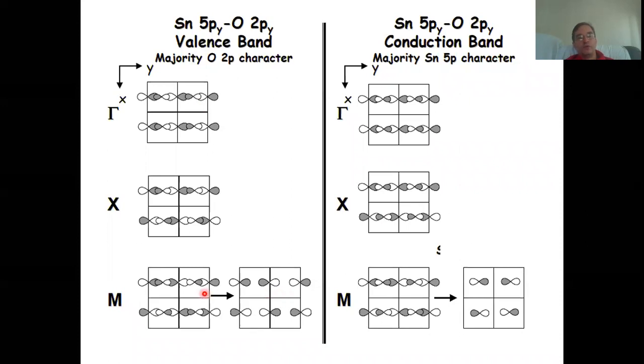And when we again flip all the algebraic signs of the 2py relative to this picture here, we see that then we get interbonding interactions here, bonding interactions over there, interbonding interactions over there, bonding interactions over here. So again, a non-bonding crystal orbital results, whereby this one has 5p tin character, whereas this one has oxygen 2p character.